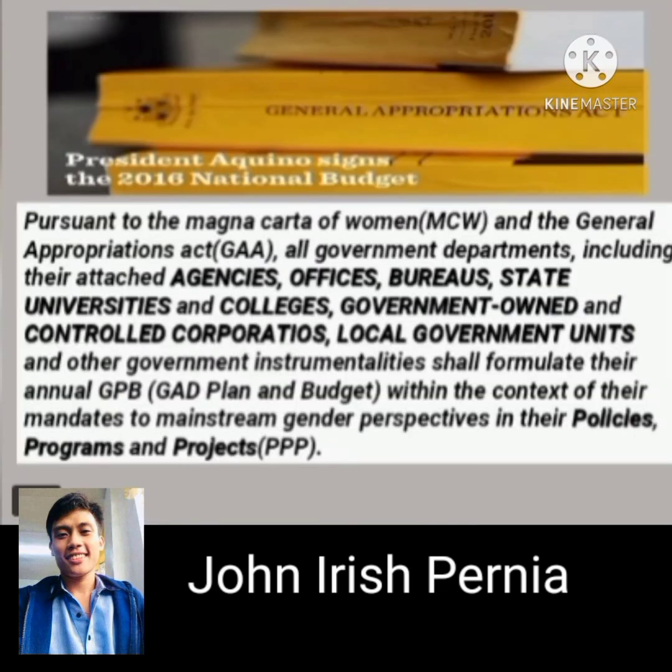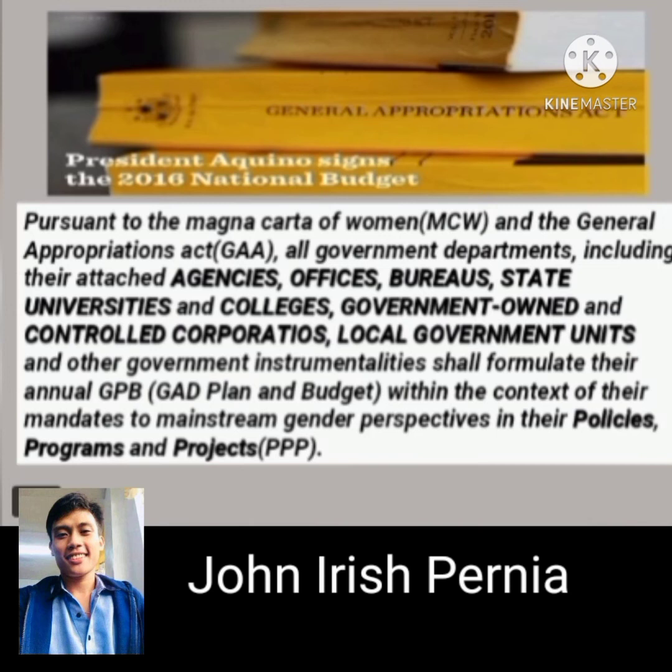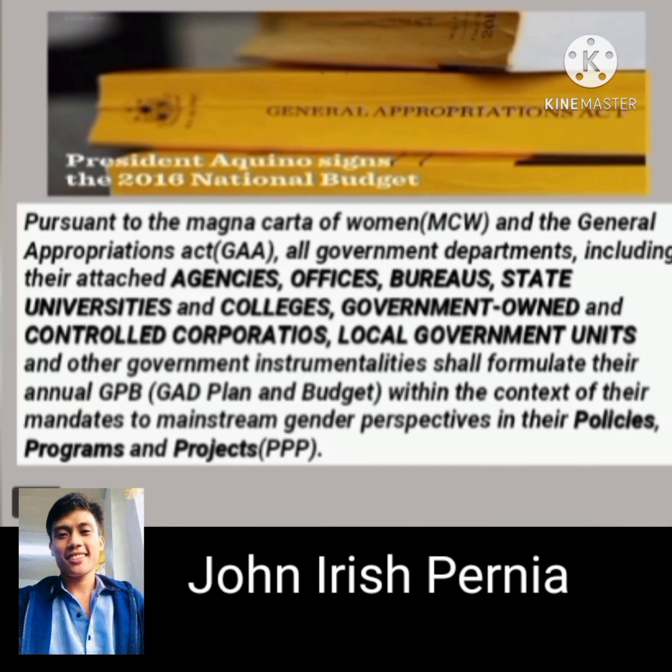Then next is pursuant to the Magna Carta of Women, MCW and the General Appropriation Act GAA, all government departments, including their attached agencies, offices, bureaus, state universities, and colleges, government-owned and controlled corporations, local government units, and other government instruments shall formulate their annual GPB or yung Gender and Development Plans and Budget within the context of their mandate to mainstream gender perspective in their policies, programs, and projects.